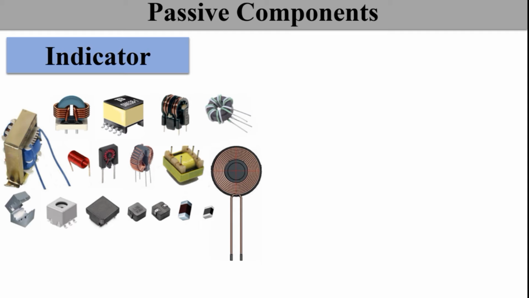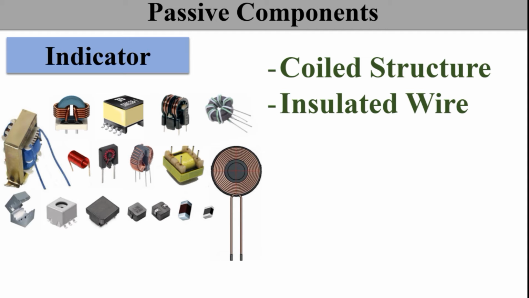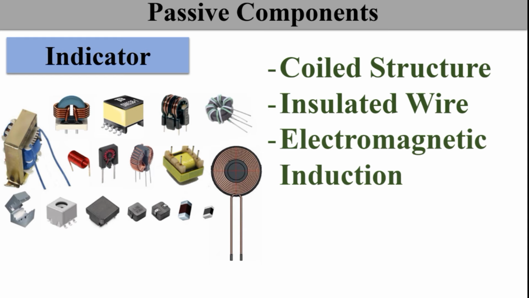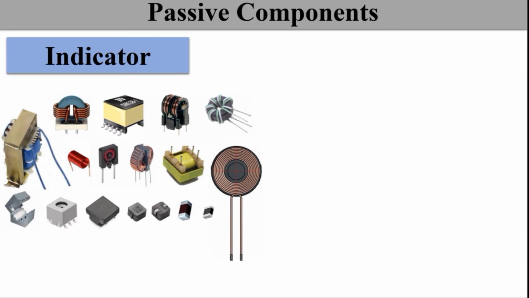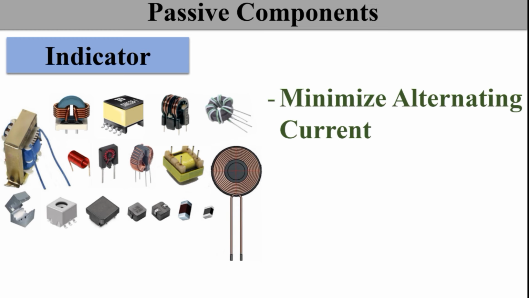That coil is an insulated wire that is looped around the central area. Inductors basically work on the electromagnetic induction principle. These are mainly used to decrease the electronic spikes in electrical circuits. Inductors are also used widely in electronic circuits, like to minimize the alternating current in the circuits.